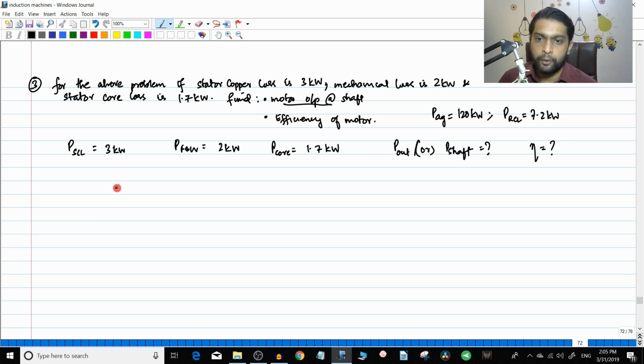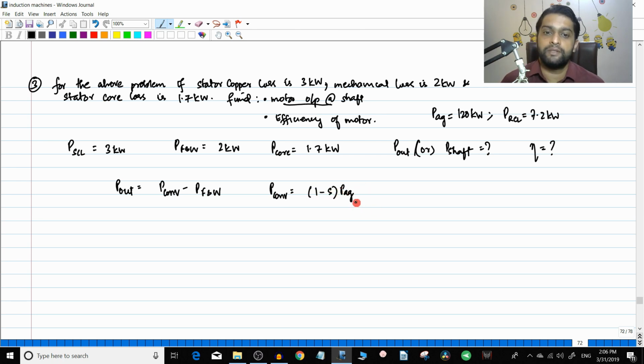So now the output power is equal to P converted minus P friction and windage losses. So how to find P converted? There's a direct relation: P converted is 1 minus S into PAG. In the previous case, the slip value S was 0.06, so we'll substitute that here. It is 1 minus 0.06 into PAG, which is 120 kilowatts. So P converted will be equal to 112.8 kilowatts.